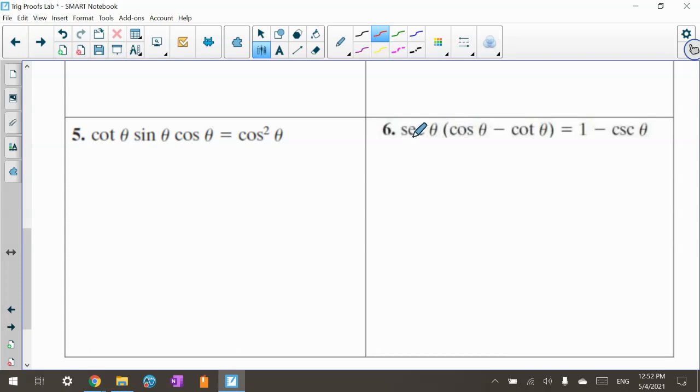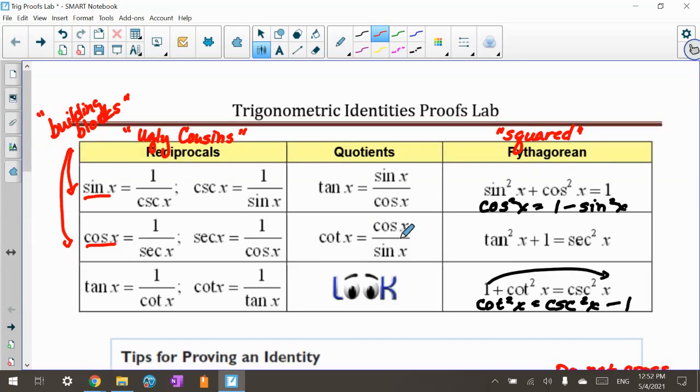So the cosine here, secant, I know is 1 over cosine of theta. And then I'm going to times cosine of theta minus, and then cotangent, I can write as 1 over tangent, but I also can write it as cosine of theta over sine of theta. So that's one of the identities on the page, and I'll go back and show you that. That's right here in the middle.